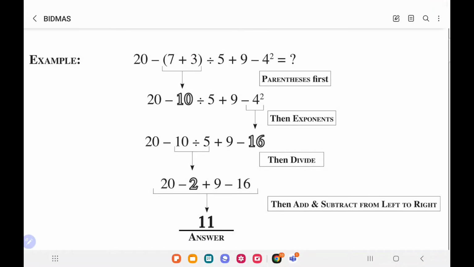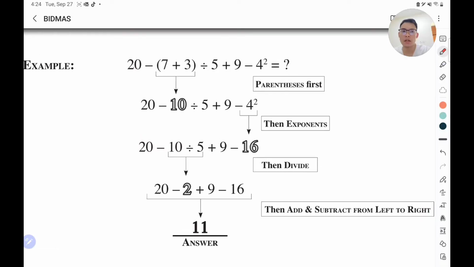Good day. Today we will be having order of operations, or what we call BIDMAS, which means bracket, indices, division or multiplication, whatever comes first from left to right, and then addition and subtraction, whatever comes first from left to right. Okay, let us have this one as an example.